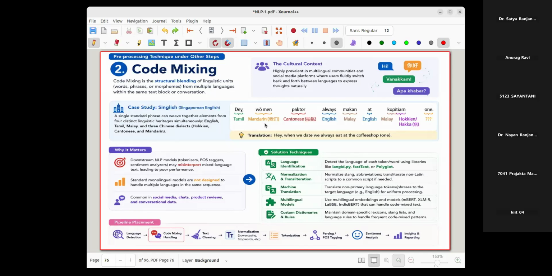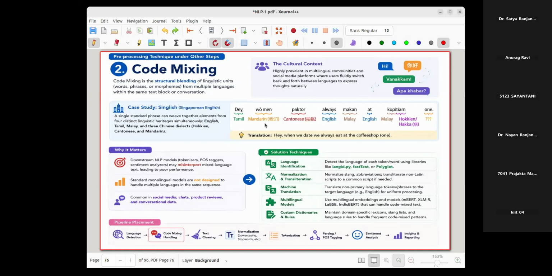Now, what is the solution? The solution is very simple. First, you have to identify what language each word is in. So you split the sentence into words, and for every word identify the language. Then you can normalize or translate it. If any normalization techniques are required, which you have already discussed, you can apply them, and after that you can translate to the language required for your model. If your model is trained on English, then you can translate every word into English and use it.